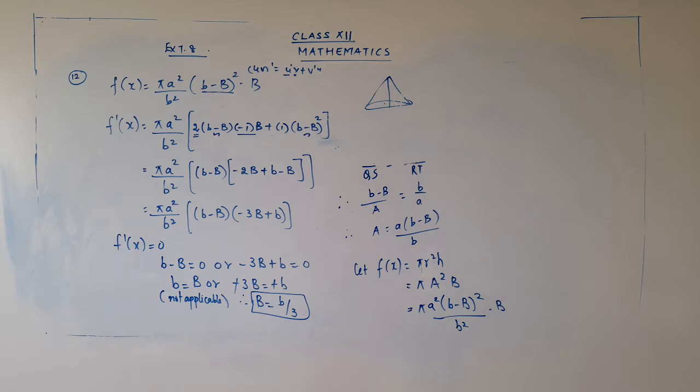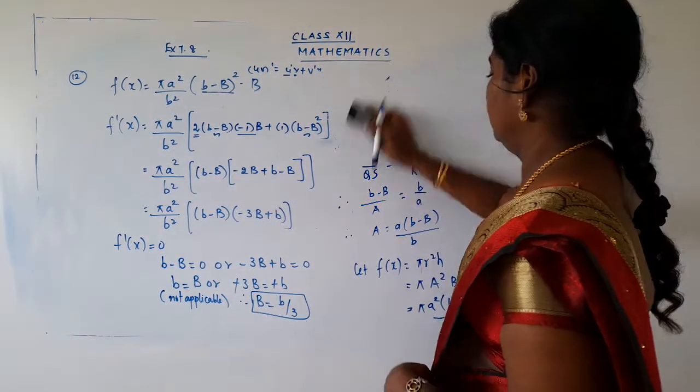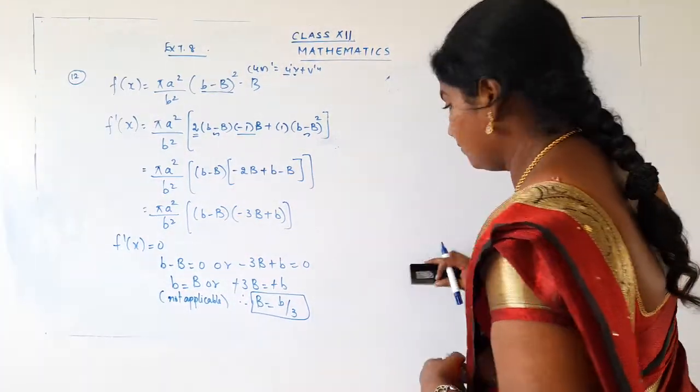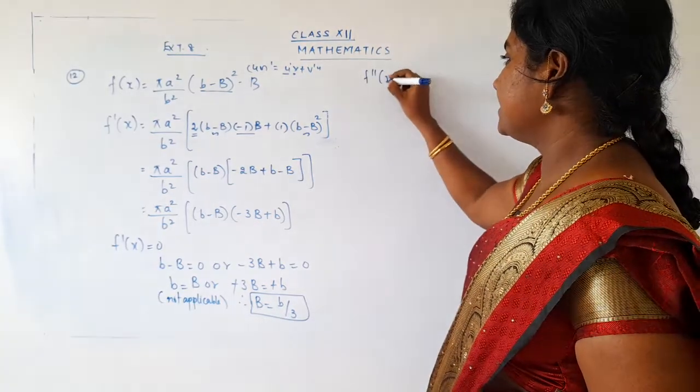Okay, completed. Now let's go for the next step. Now you know what to do. We have to find out f double dash x. Yes, find out f double dash x. So I will continue here. I get here f double dash x is equal to.